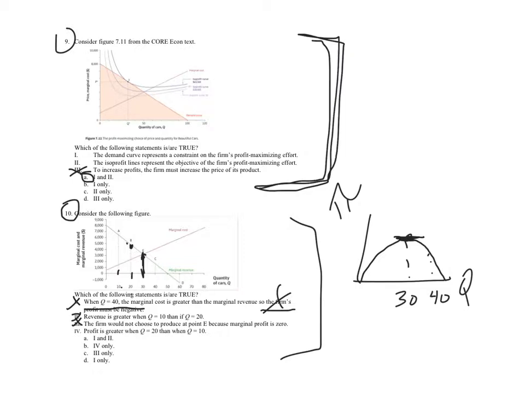Profit is greater when Q equals 20 than when Q equals 10. And indeed, with 20 here and 10 here, marginal revenue is still above marginal cost, so profits are increasing right up until we get to this point. So 4 is true, but only 4 is true. That makes B the right answer for number 10.